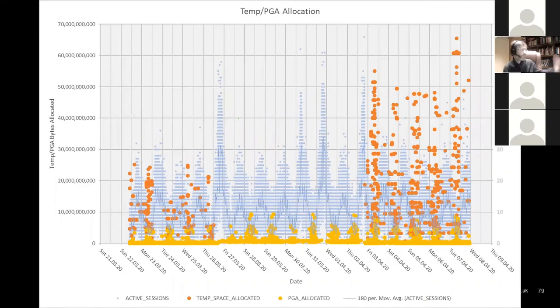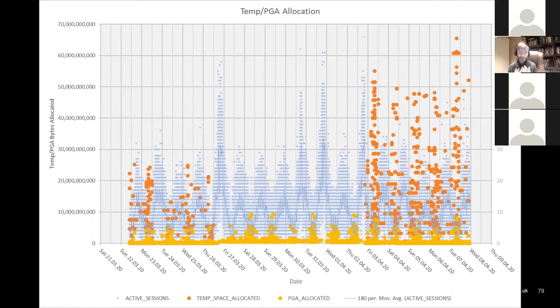So the pale color at the back is the total database activity. And then you've got these sort of reddy orange spots, which are the temp space. And you've also got the PGA. So you can see that they were using about 25 gigs of temp space up front. And then they stopped doing something for a week while they tried to fix it. And then they went back to using it, having allocated more memory. And by the end, they were needing 60 to 70 gig of temp space.